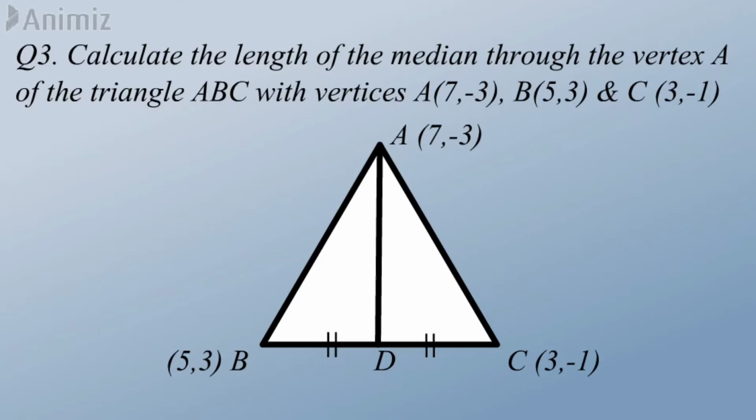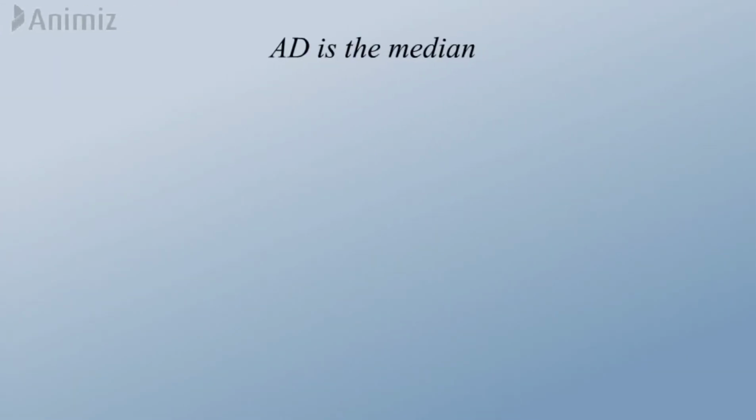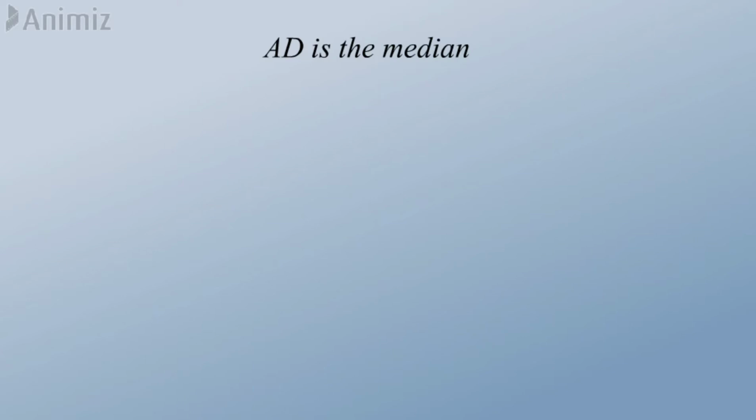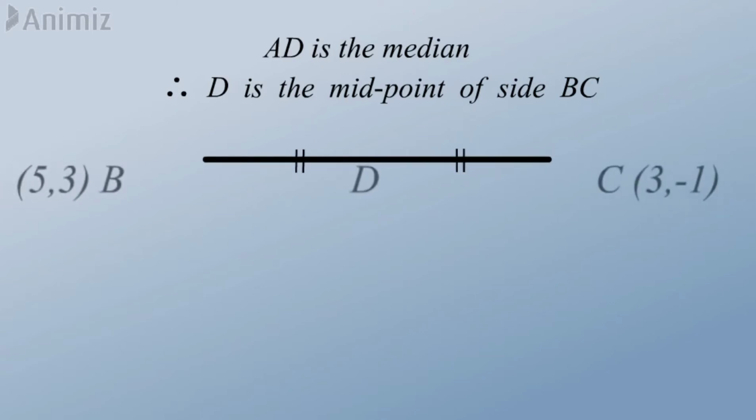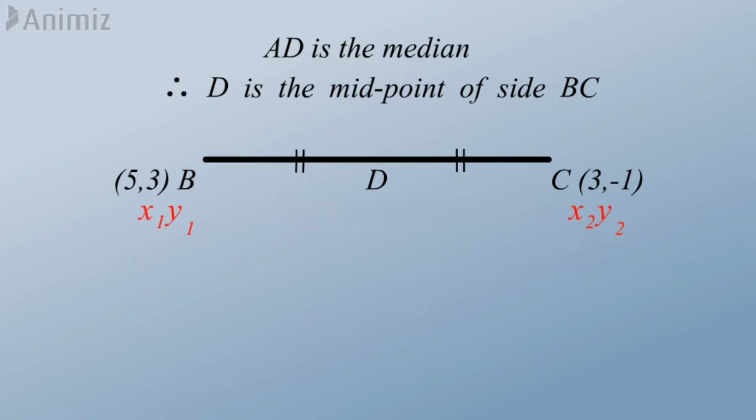So let's draw the BC again. So AD is the median, so D will be the midpoint of BC. So now consider the BC, draw the BC again and take D as a midpoint. Then by using the midpoint formula, you can easily calculate the coordinates of D. What is the formula? Yes, the x coordinate you can calculate by using x1 plus x2 by 2 and the y coordinate as y1 plus y2 upon 2.